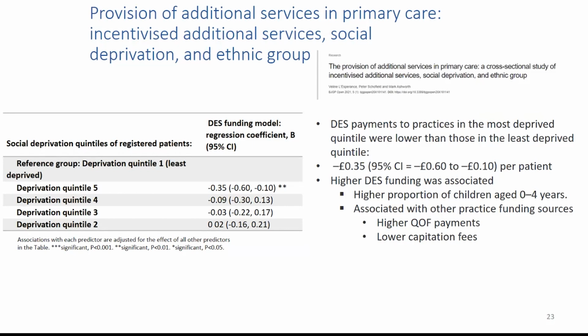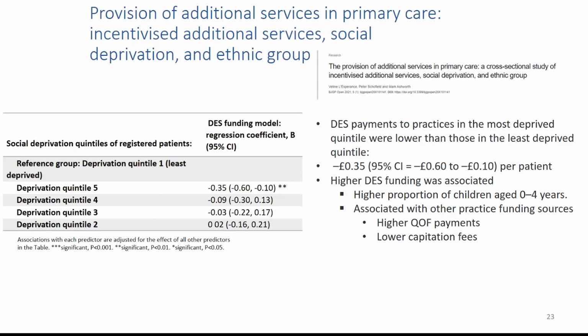Higher DES funding was also associated with a higher proportion of children aged 0 to 4. You can hit targets if you have a proportionally large population of children that need their vaccinations done. It was also associated with other funding sources, so higher QOF payments, really important. If you have a well-oiled machine, you know how to manage your patients with chronic disease, then doing these additional things, you probably have your administrative staff in place to do that. You have your text messaging systems set up. So again, all of that influences these other payments that you may receive.